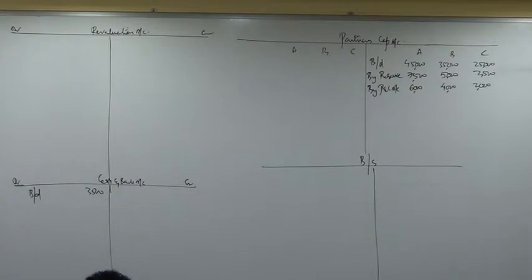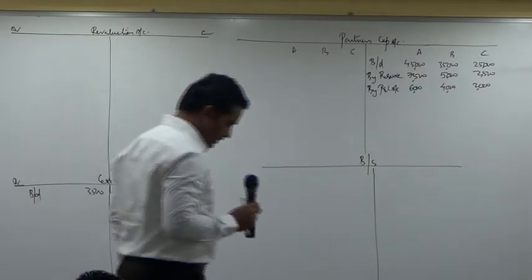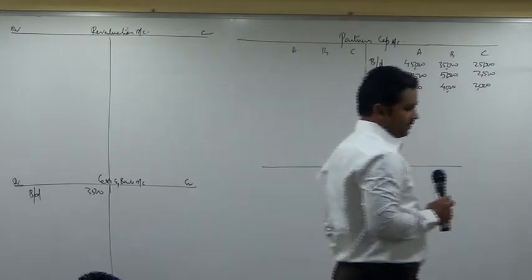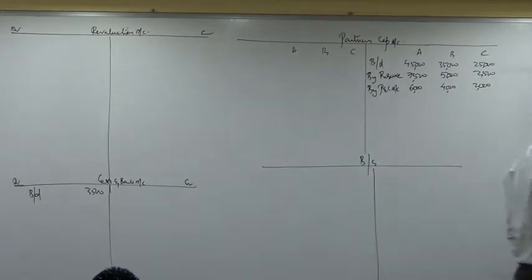Are you able to understand? When new profit sharing ratio is not given, you have to assume they are sharing profits and losses in their mutual profit sharing ratio as before retirement. So write down the entry for goodwill. Who are the gaining partners now? A and B.